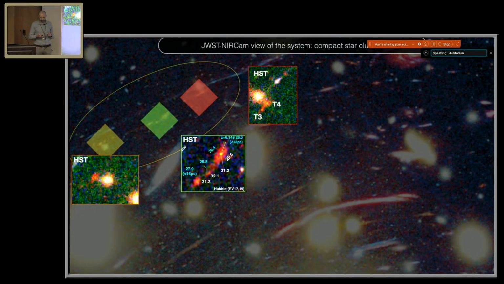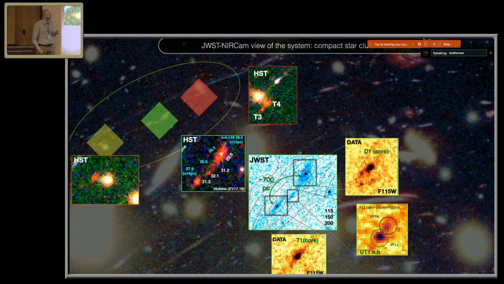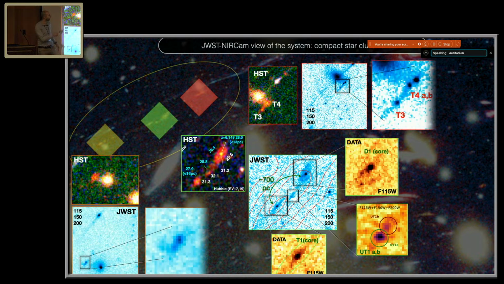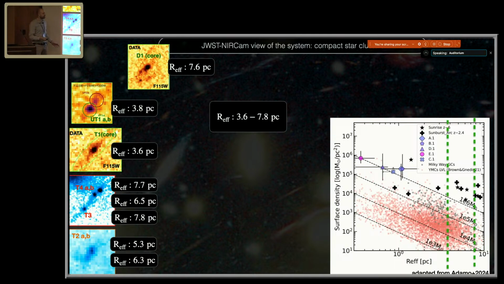First of all, compact star clusters. With NIRCam observations, it was clear that if we look at these UV sources, they are characterized by the presence of a few very compact regions which are unresolved even with James Webb. And this is true for all the sub-regions in this main system. If we measure their sizes, thanks to the gravitational lensing, we're getting down to 3 to 8 parsecs. So these overlap with the sizes of clusters in local galaxies, which are the red points in this plot.